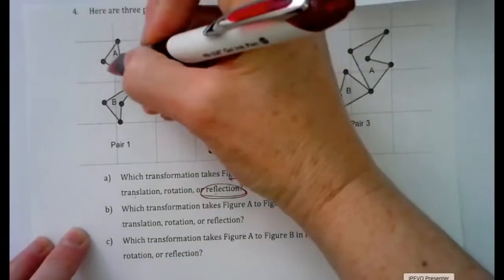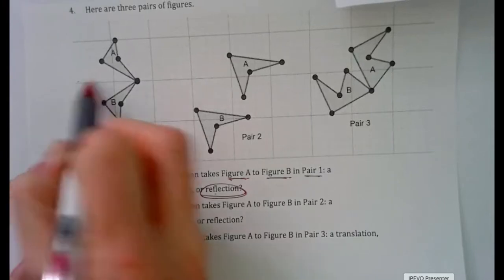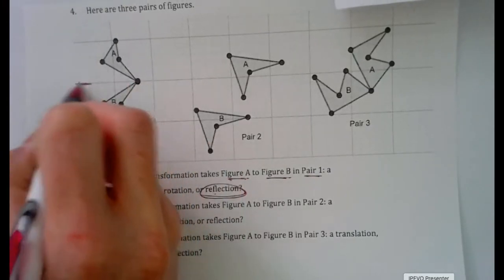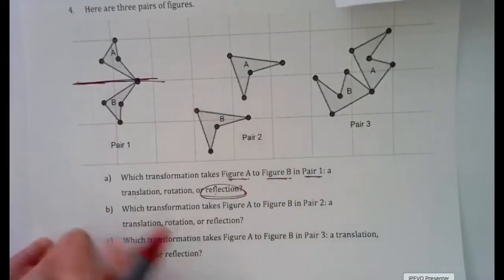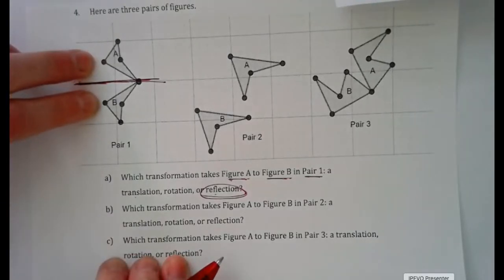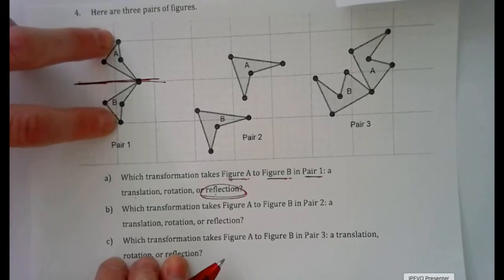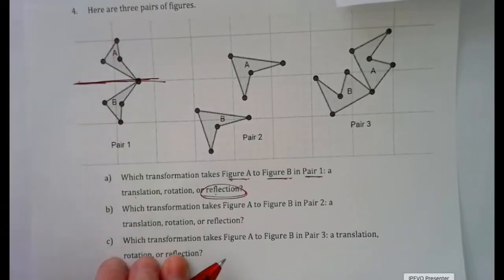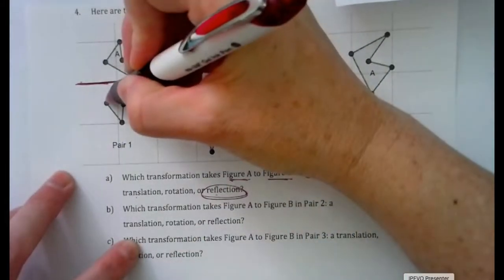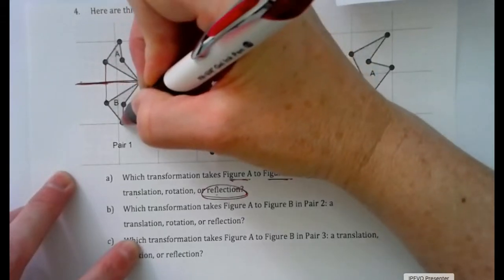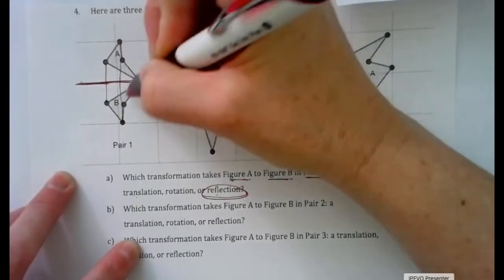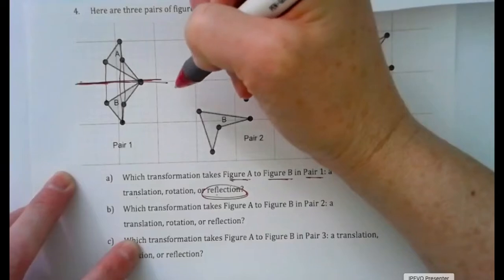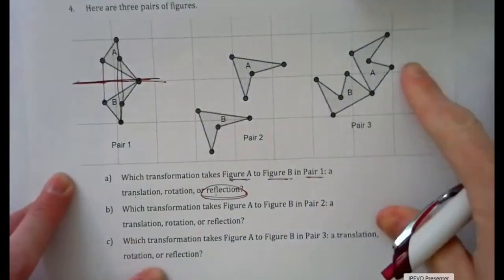You can also see, because if my reflection line was right here, these points are equal distance away from the reflection line. Those points match up, those points match up. So I have corresponding sides here, corresponding sides, all across from each other.